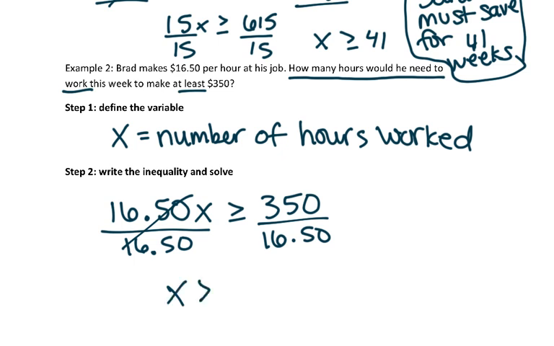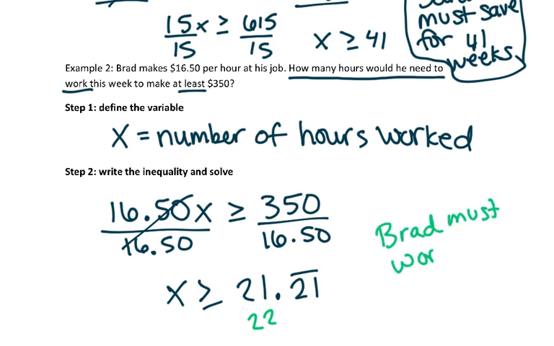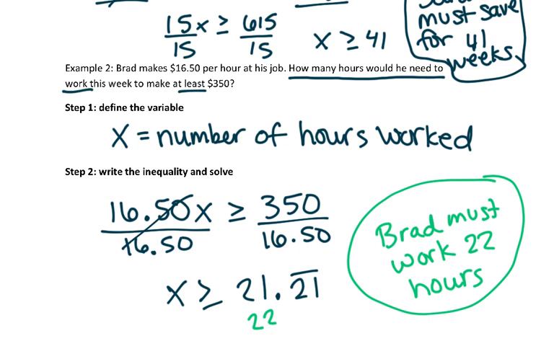And when we do that, let's see what we get. So we're going to do 350 divided by 16.50, which is 21.21, and that repeats. Now, this is how many hours he's got to work. He's not going to work for 0.21 of an hour. So this says that x is greater than 21.21. So we would say that it's going to be 22 hours. And we would say that Brad must work for 22 hours. Now, it's not 22 hours in a row. It's just he has to work 22 hours total to reach his 350.